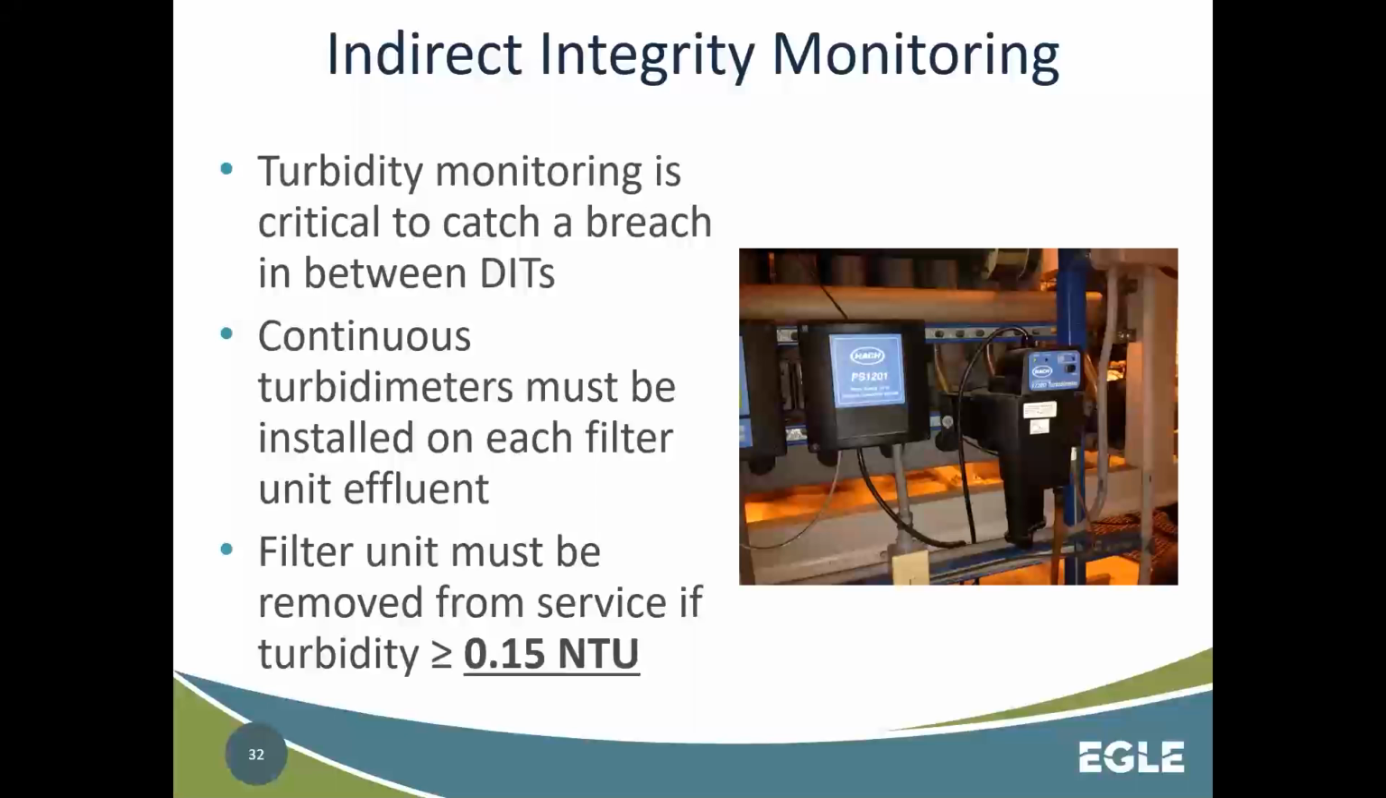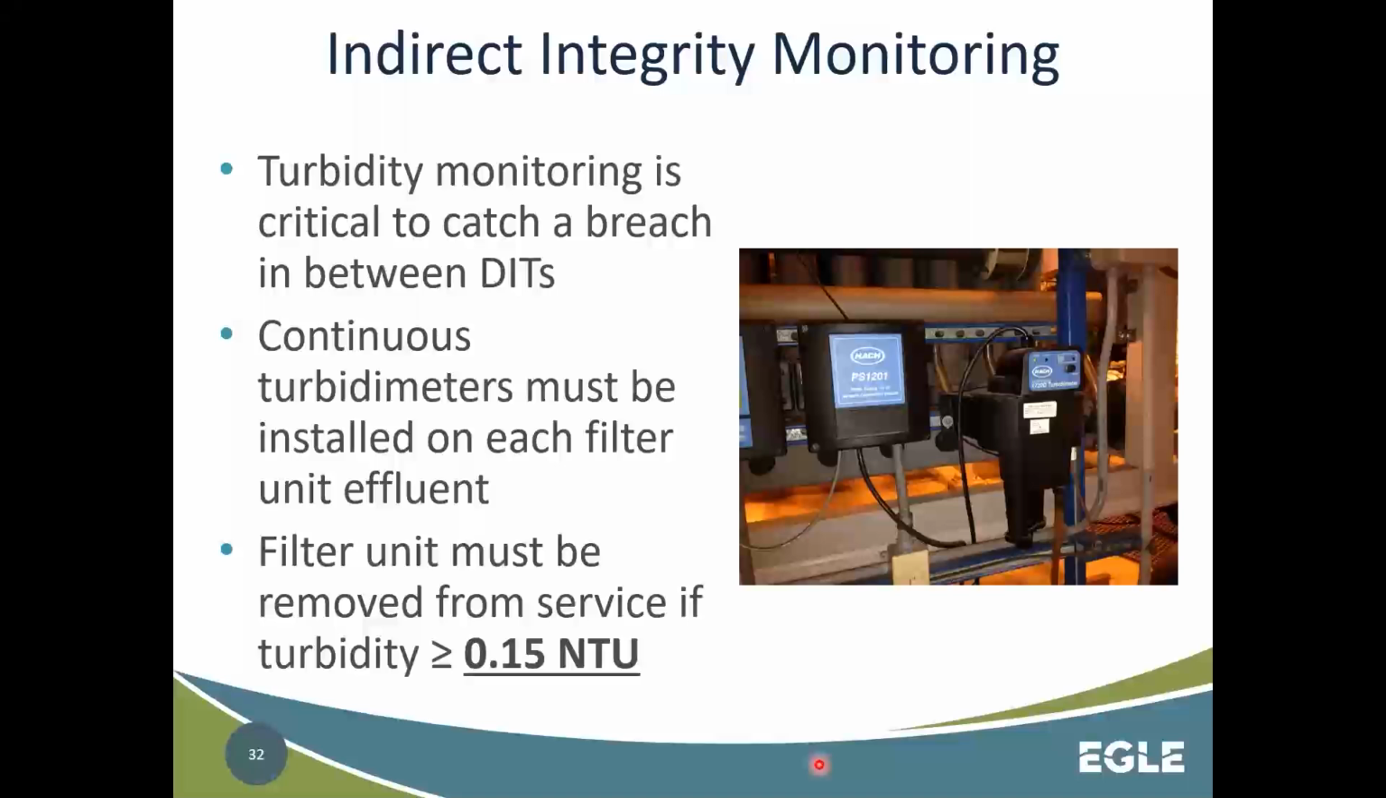These types of systems, unlike conventional treatment, it doesn't really matter what's going on with the source water. If you have really high turbidity, as long as you have integrity of your membranes, you're still going to get your typical low turbidity finished water and good removal rates. All of that is true as long as you have integrity of the membranes.